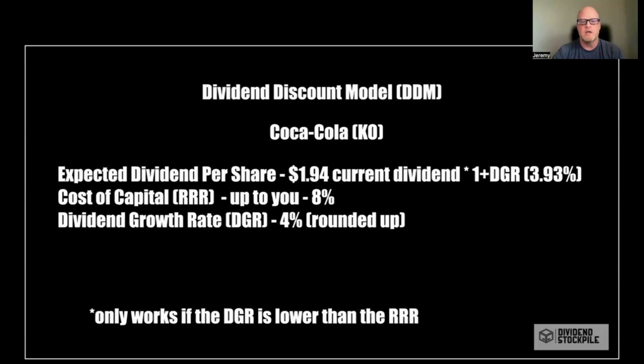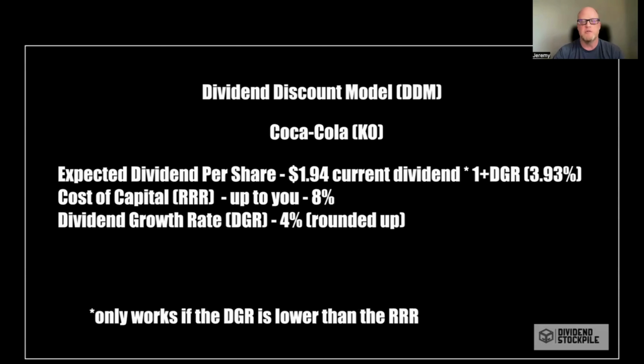For Coca-Cola, the expected dividend per share is you take the current dividend of $1.94 per share per year and multiply it by the dividend growth rate. Now you can project what the rate is going to be going into the future, or you can use historical numbers. I've used the 5-year historical number for Coca-Cola's dividend increases, which comes out to 3.93%. So using that, it comes up with the expected dividend 1 year from now.